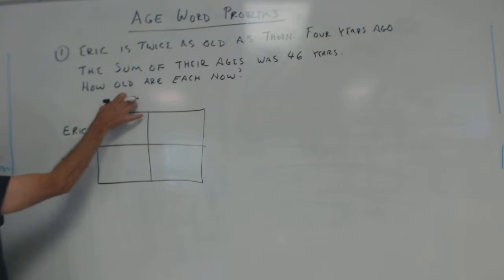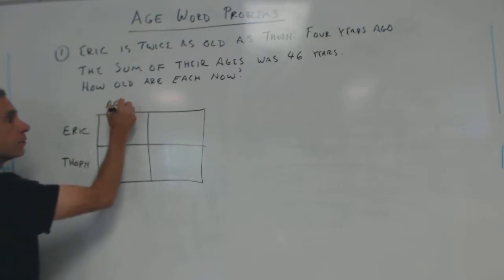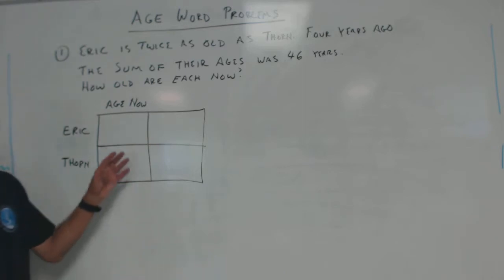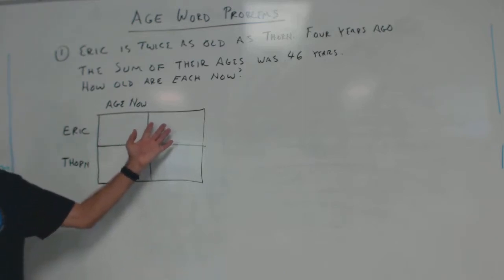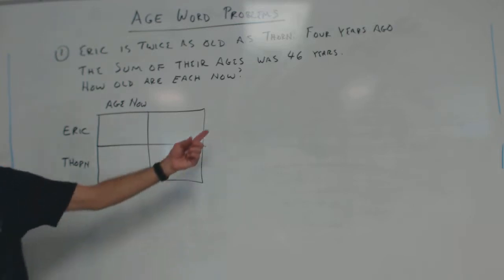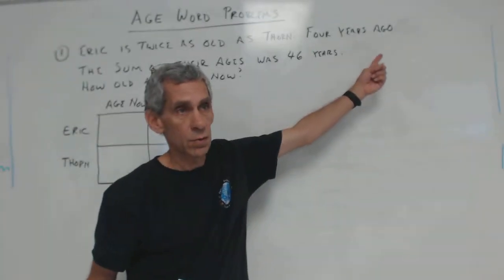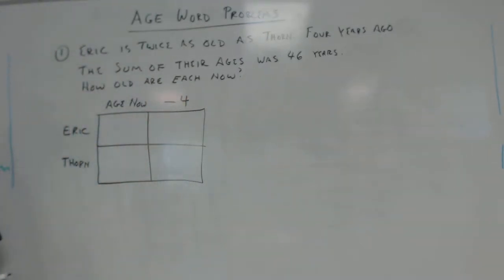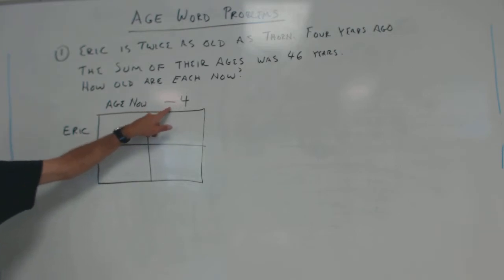And then up here, the first column, you do age now. Now, the second column is the other time frame that they talk about. What's the other time frame they talk about? Age later. 4 years ago. So it would be -4. You could write 4 years ago if you wanted, but isn't it clear that 4 years ago means you're subtracting 4? Doesn't that make sense to you? 4 years ago in the past, right?